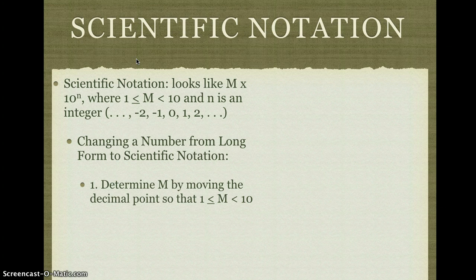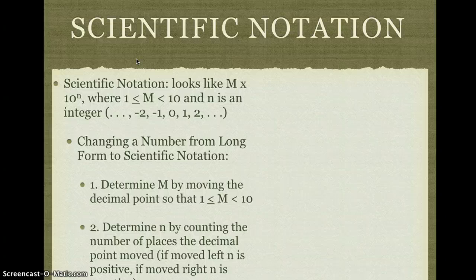So our first step, we need to determine our coefficient. We need to determine that number out in front. So we take the number we begin with, whatever it might be, 58 million, and we move the decimal to where instead of 58 million, it would be a number that's between 1 and 10. In that case, it would be 5.8. Our next step then is to figure out our exponent. So we only have 2 steps, pretty simple.